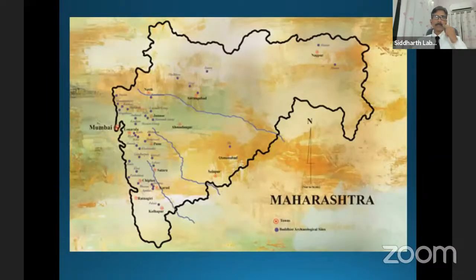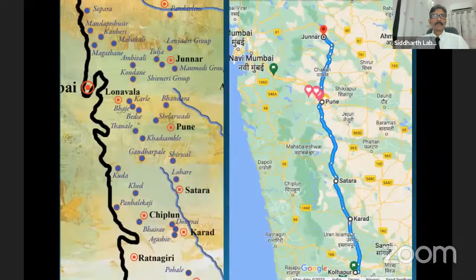In Maharashtra, if you see the map of Maharashtra, the blue dots are the locations of the Leni. You will find the maximum Leni on the left side towards the Sahyadri ranges. As we said earlier, Sahyadri rock is good for rock cut architecture. This is an enlarged picture, so see the left side: Junnar, Lonavala, Pune, Gandharpale, Shirwar, Loare, Satara, Chiplun, Karad. These all have a lot of Leni because of the quality of the rocks.